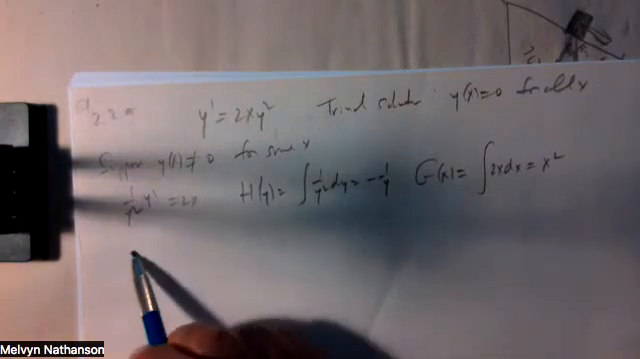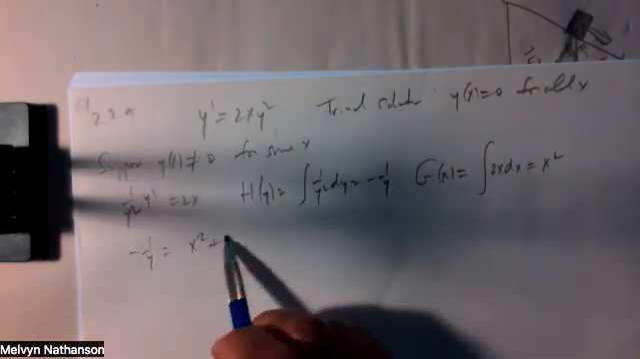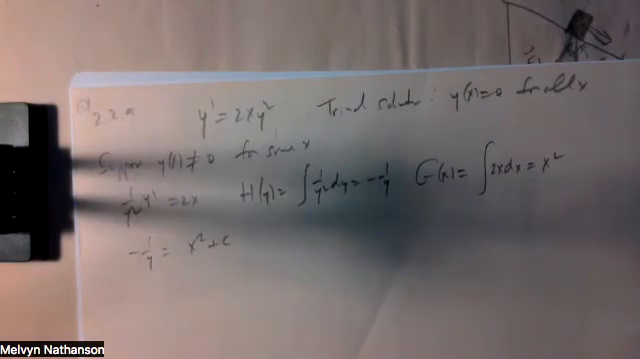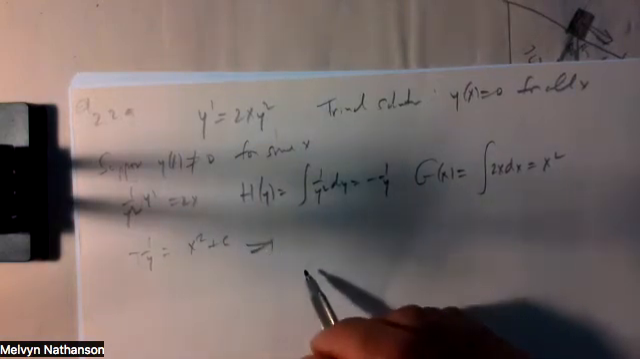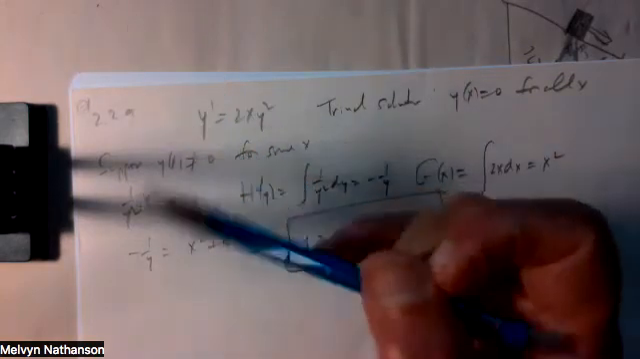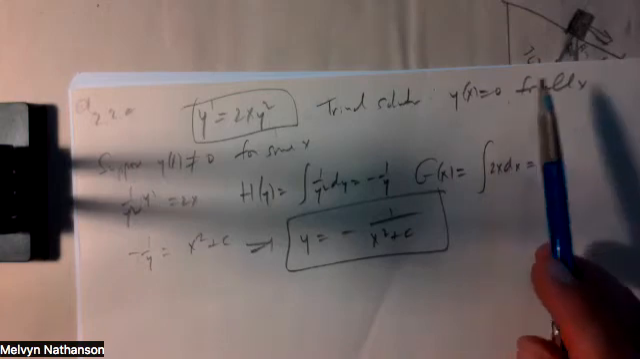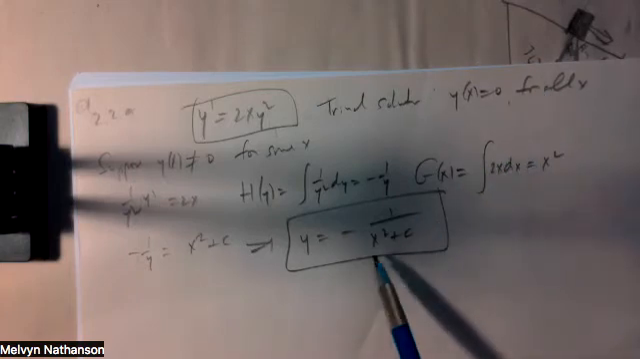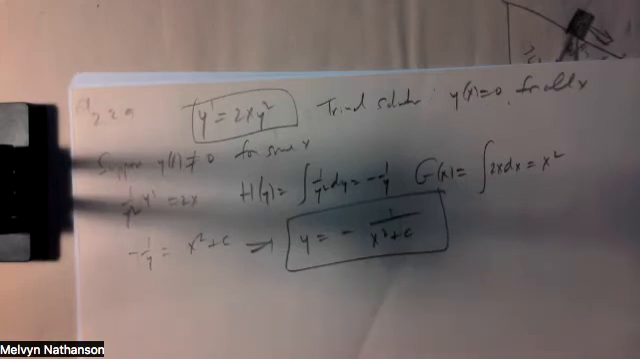So we get minus 1 over y is x squared plus a constant. Or if you reciprocate, just take the reciprocals of both sides and multiply by minus 1, y is minus 1 over x squared plus c. So for this differential equation, you have the trivial solution, y of x always equal to 0. And for any non-trivial solution, y of x has to be minus 1 over x squared plus c.